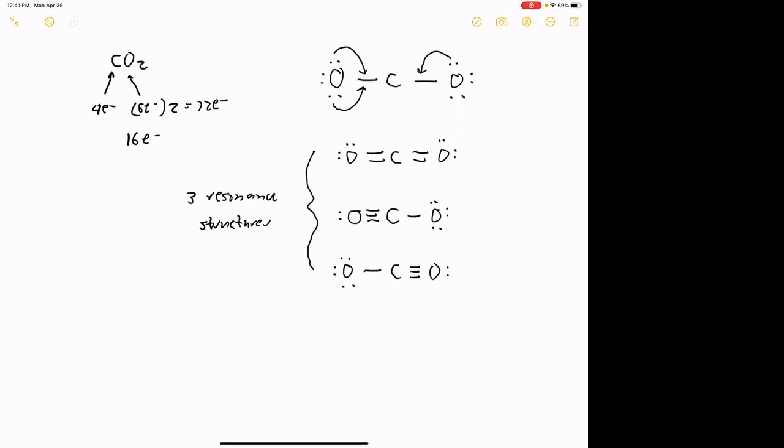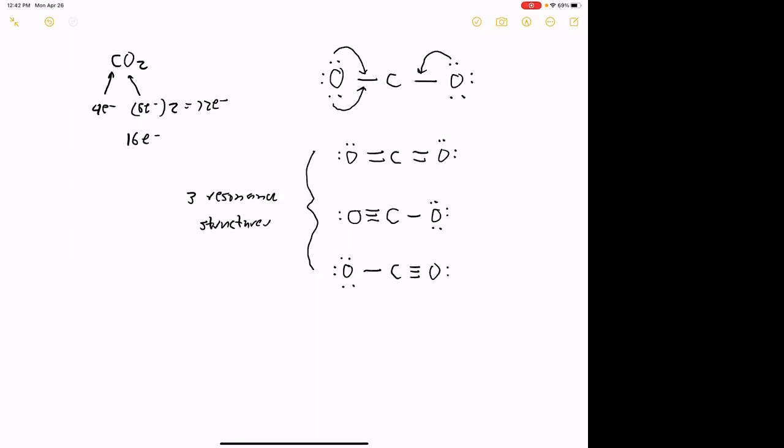And your question next might be, okay, well, is there one resonance structure that's better than the others? And it turns out there is, and we can use this thing called formal charge to determine that, but that comes a little bit later. For now, it's good enough just to see there are 3 ways that we could do this. Okay, so we have 3 resonance structures, 2 of which are equivalent and 1 which is non-equivalent.